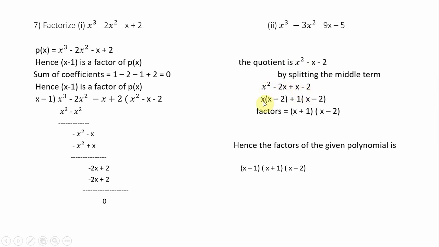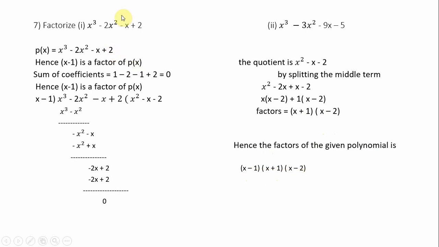Now from these two you can take x common. You have x minus 2. You have nothing to take common, so you are going to take plus 1 common. It becomes x minus 2. So the factors are x plus 1 and x minus 2. So already you know that x minus 1 is a factor of it. And now you got x plus 1 and x minus 2 as the two factors. So the factors of the given polynomial are x minus 1, x plus 1 and x minus 2.